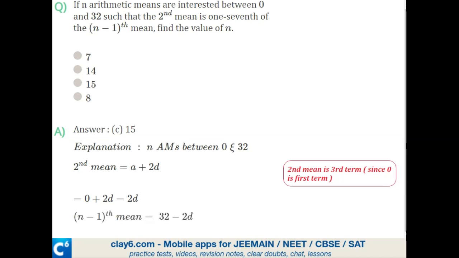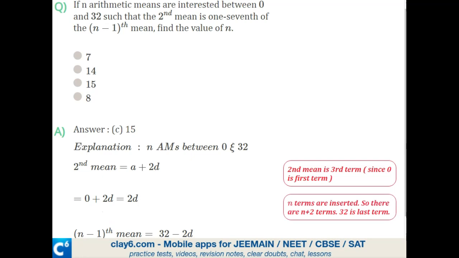And then the n minus 1 mean, and here is where it is tricky: you need to look at it as n terms being inserted. So there are n plus 2 terms, right? 32 is the last term, so the previous term is the nth mean. Since the common difference is d, it's 32 minus d. The term two before that is the n minus 1 mean, because n means were inserted. That's the key thing: n means were inserted, but the total terms are n plus 2, because we had to include 0 and 32.